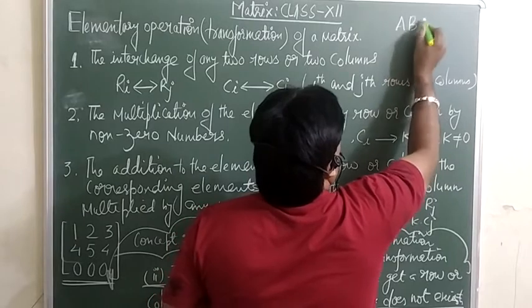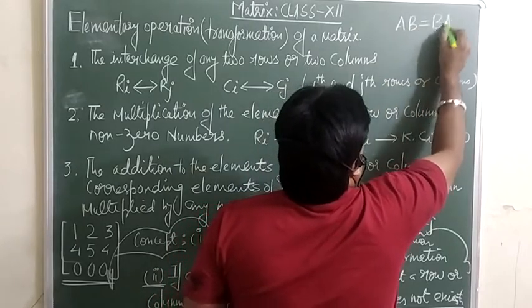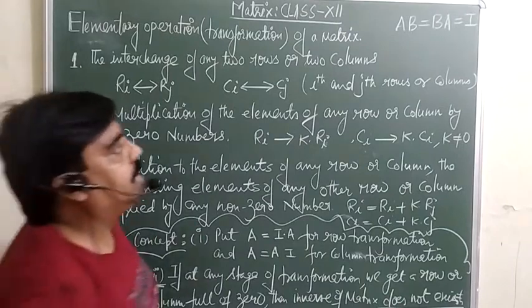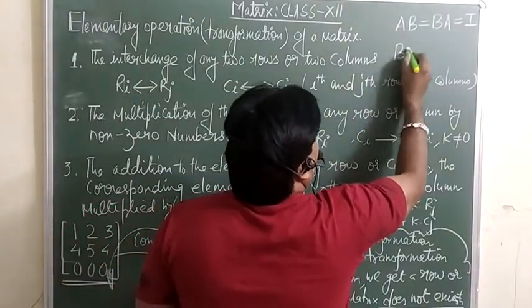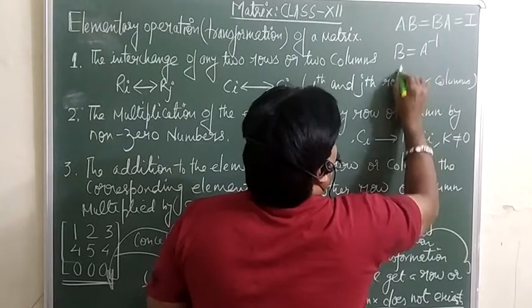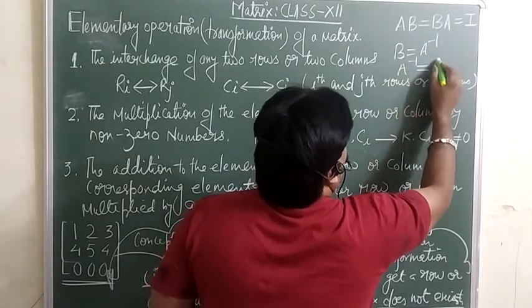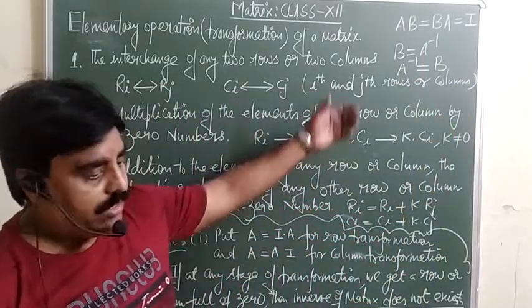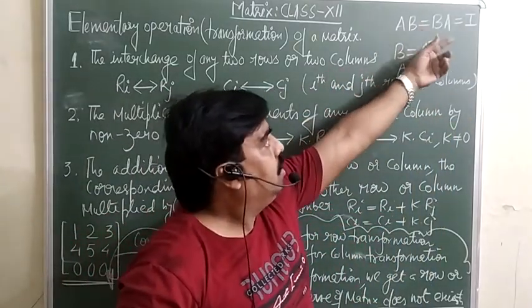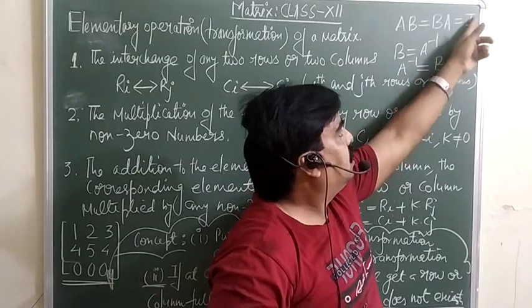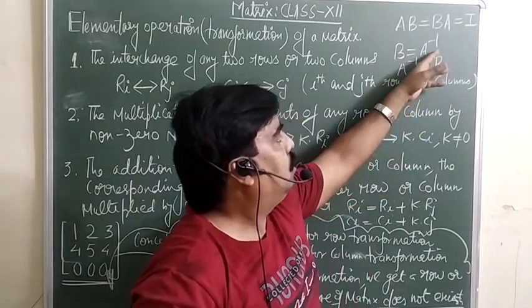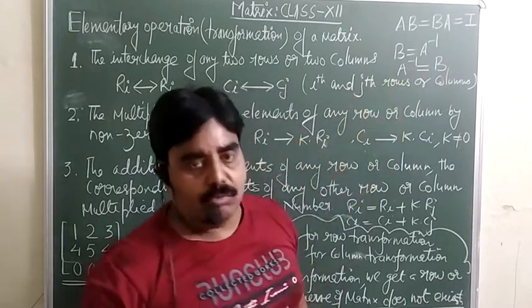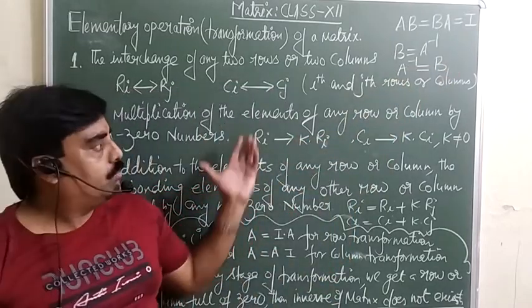If AB = BA = the identity matrix, then they are invertible matrices. Then you can say B is equal to A inverse, and A inverse is equal to B. They are the inverse of each other. So these are the few things which you are supposed to keep in mind.